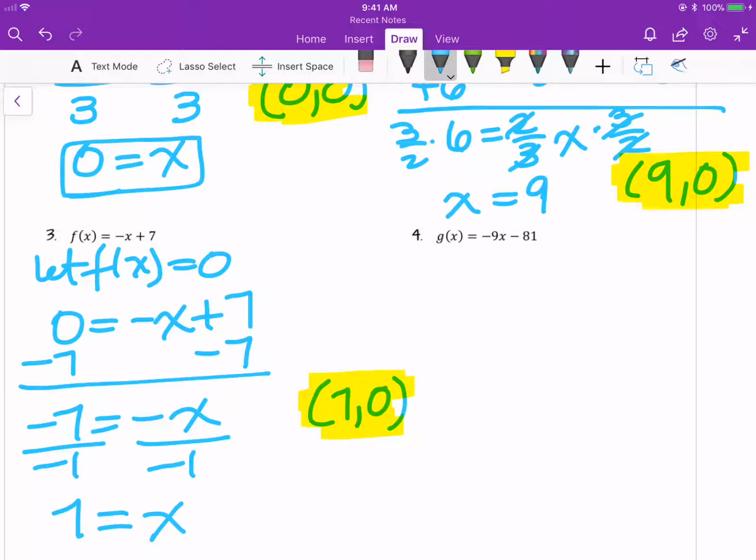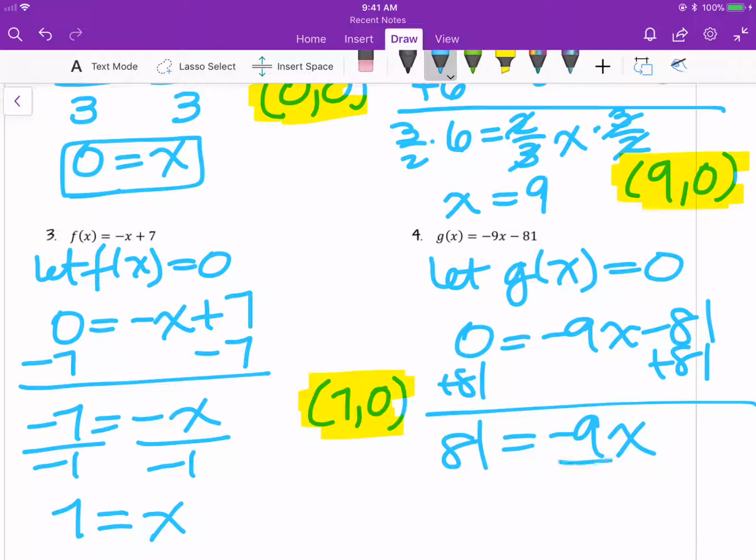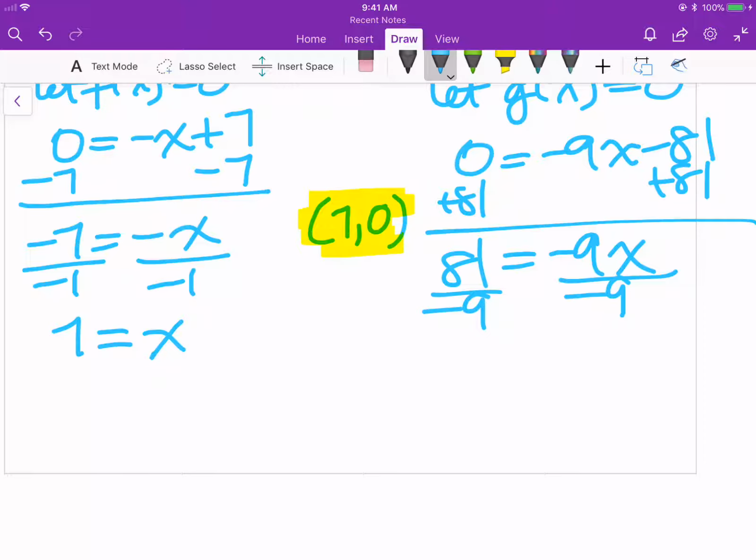All right, and finally, our last example. Here, we have to let g of x equal 0. So 0 is equal to negative 9x minus 81. I have to solve this equation. I'm going to add 81 to both sides. So 81 is equal to negative 9x. I'm going to divide by negative 9. Slide up to give myself some room here. So x is equal to negative 9. Therefore, my ordered pair would be negative 9, 0.